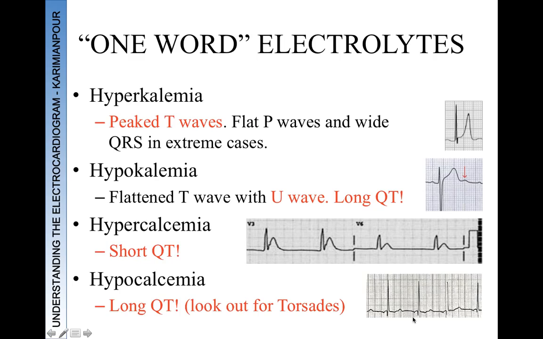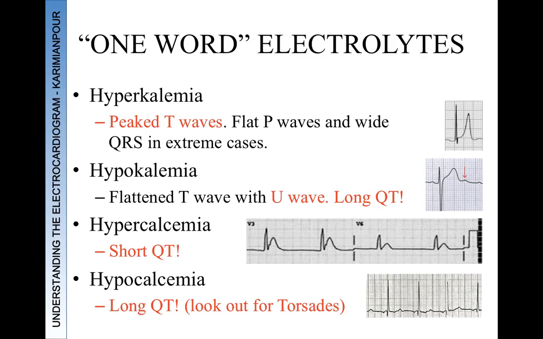So moving on, one word: electrolytes. We've sort of touched upon some of this already, but hypokalemia, hypocalcemia, and hypomagnesemia, I think about as not enough electrolytes to allow for normal depolarization and repolarization. Therefore, everything is prolonged, especially the QT. Whereas hyper is the opposite. I sort of think about it that way.